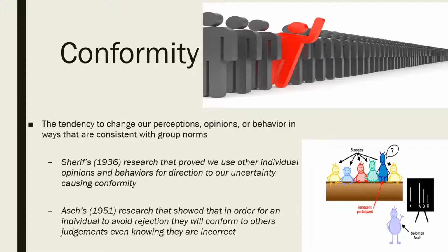In conclusion, Sheriff's research proved that we use other individual opinions and behaviors for direction to our uncertainty causing conformity. Whereas Ash's research showed that in order for an individual to avoid rejection, they will conform to others' judgments, even knowing they are incorrect.